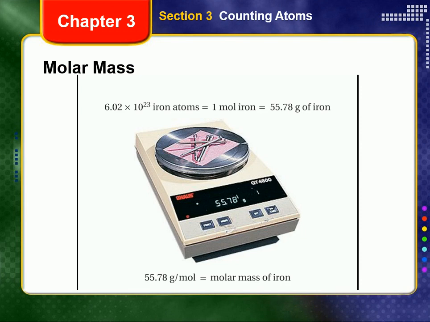Molar mass. A mole of any other kind of atom or molecule will always contain the same number of particles, 6.02 times 10 to the 23rd particles. The mass, however, will differ because the particles have different masses. Molar mass is the mass in grams of 1 mole of a substance.